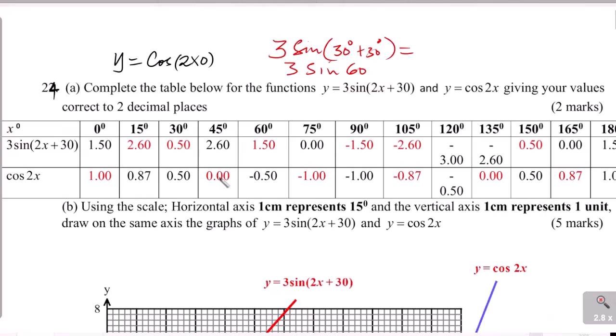So for all the others, that is the same procedure that you're supposed to follow in order to fill all the others. So this one is negative, this one is negative, and so on, and ensure that all of them are filled correct to 2 decimal places. Once you've done that correctly using your calculator, you'll be able to get the 2 marks.